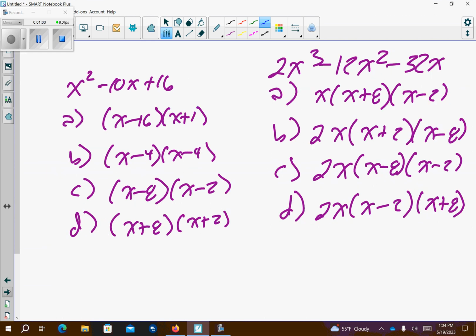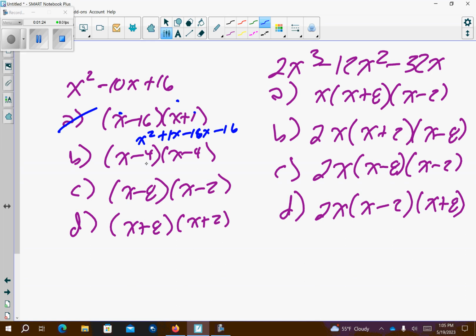If you know how to factor, then just multiply together. So x times x is x squared, x times 1 is 1x, minus 16x, minus 16. Okay, so we can eliminate this right away because we have a minus 16, that's not going to work.